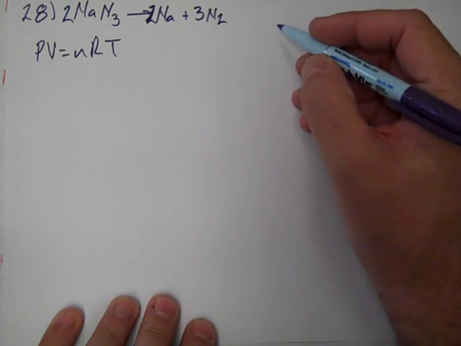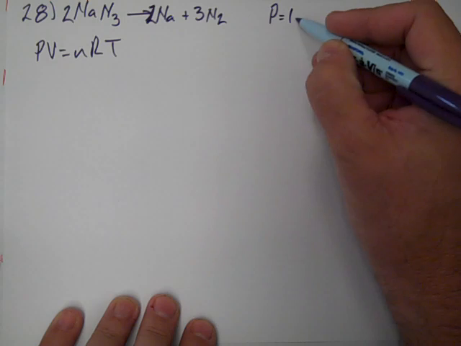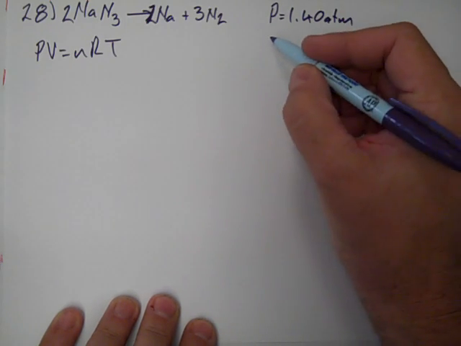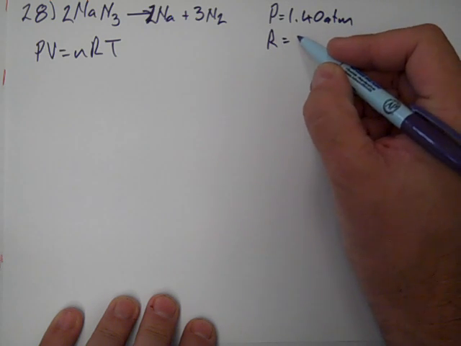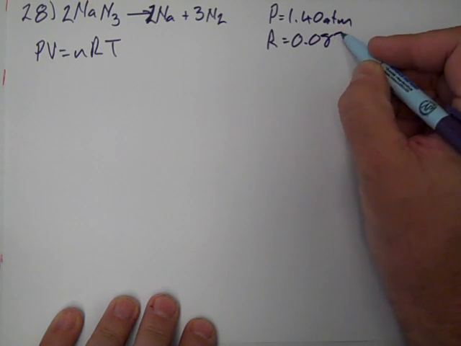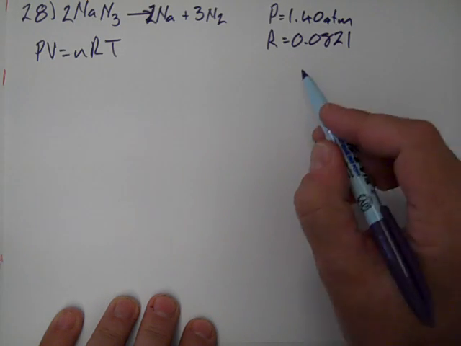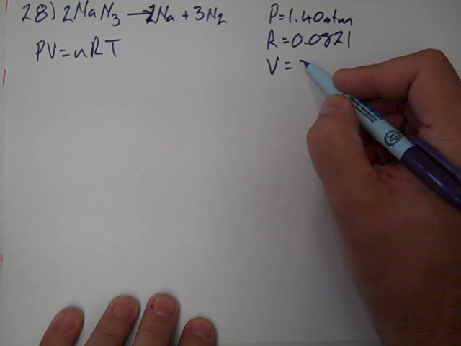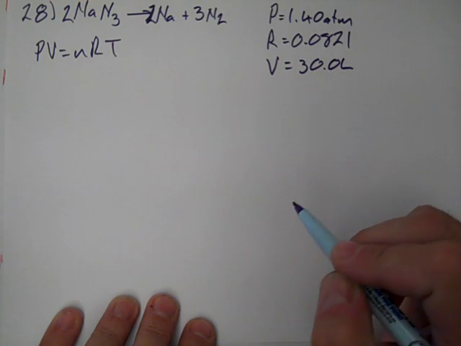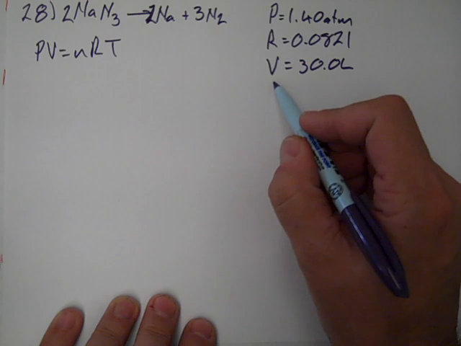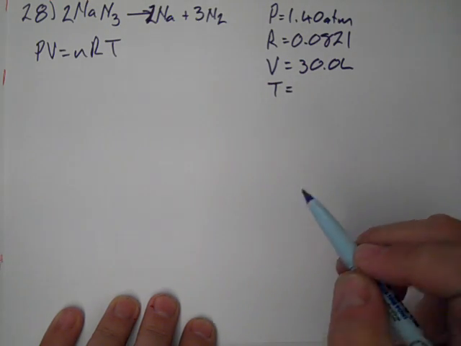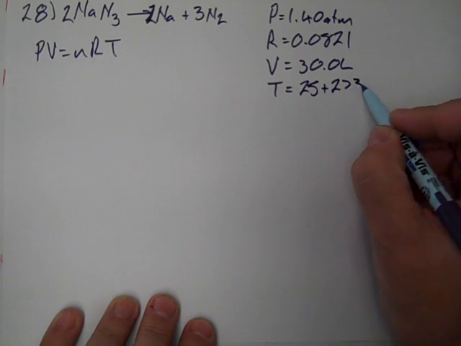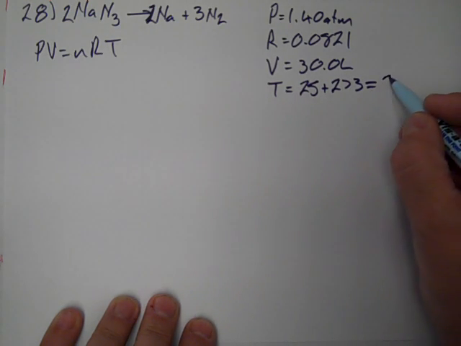Now, I already know, because they told it to me, that my pressure was 1.40 atmospheres, that my R, since I'm using atmospheres, has to be 0.0821. That's the size of R that's given on the AP exam. My volume is a 30-liter airbag, and the temperature happens to be 25 degrees Celsius, so plus 273, that's going to equal 298.